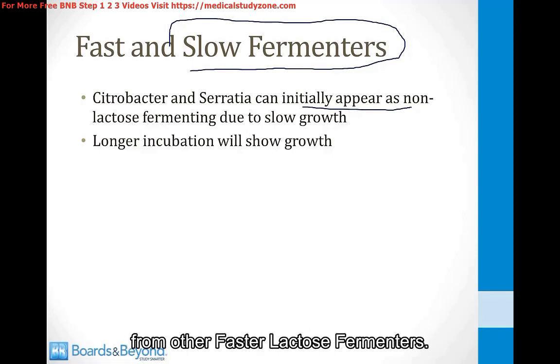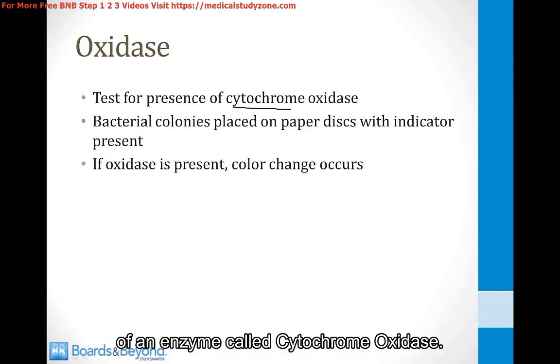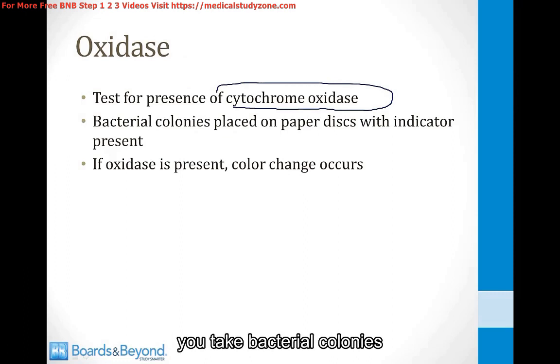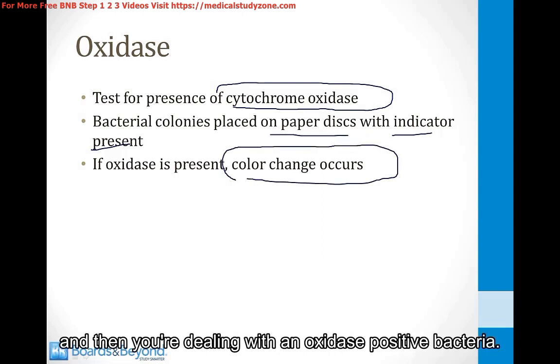The oxidase test is a test for the presence of an enzyme called cytochrome oxidase. So it's very simple to do. You take bacterial colonies and you place them on paper discs which have an indicator present for the presence of oxidase. And if it's present, you will see a color change occur. And then you know you're dealing with an oxidase-positive bacteria.